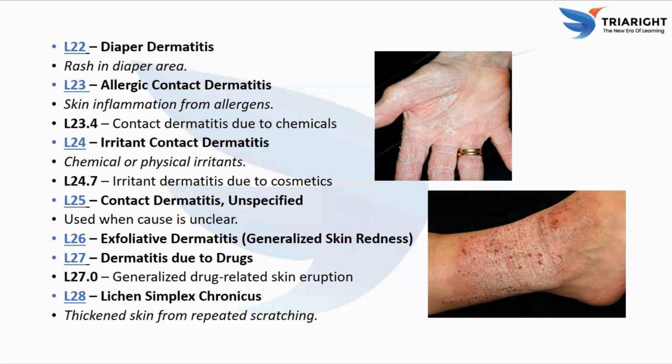So what is the code L22? It is for diaper dermatitis. What do you mean by diaper dermatitis? It is a rash occurring in the areas covered by a diaper, for example, in infants or elderly. What is the cause of diaper dermatitis? Prolonged moisture, friction, fungal overgrowth, or candida. What is the appearance? Red irritated skin over the buttocks or genital area. Which is the key point here to assign the code? You have to use L22 when the rash is clearly linked to diaper use.